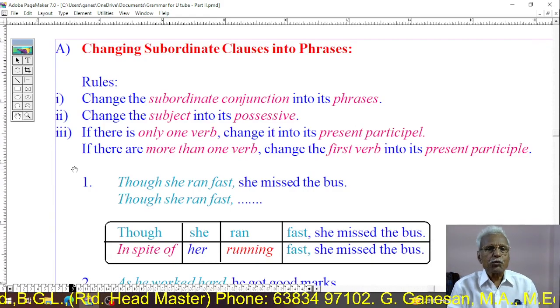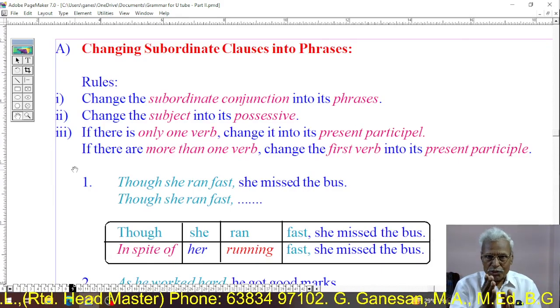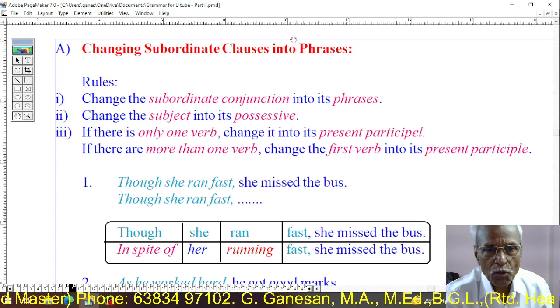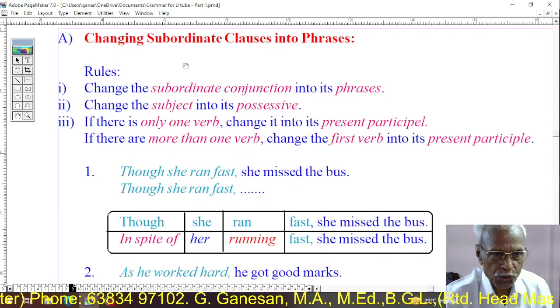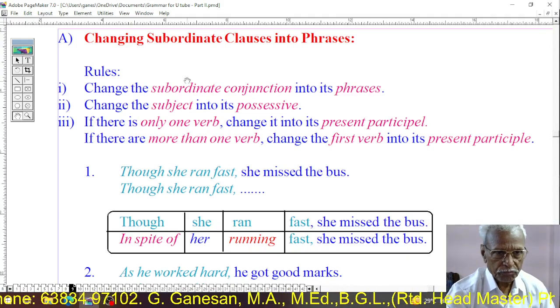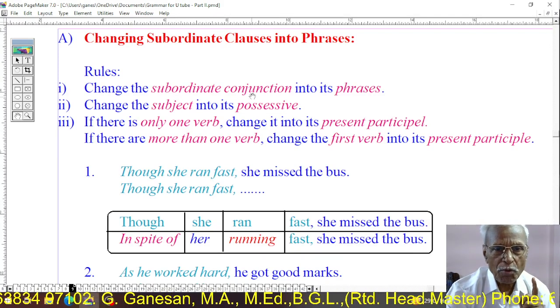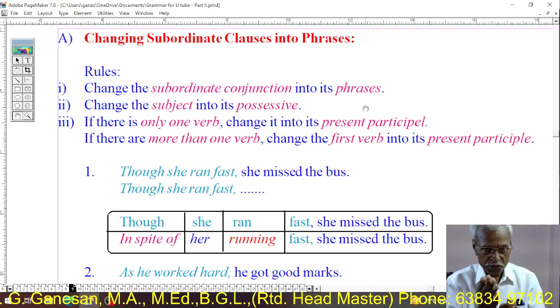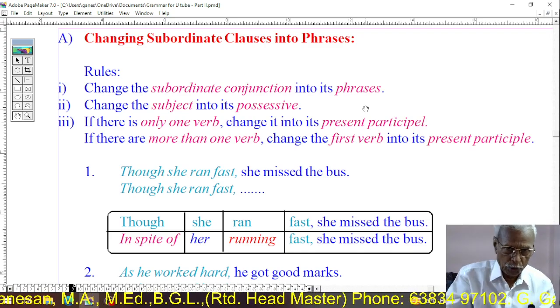Now, first we are going to change the subordinate clause into its phrase. Changing subordinate clauses into phrases: the rules. Rule 1: First, change the subordinate conjunction into its phrase. First of all, we should change the subordinate conjunction into its phrase.